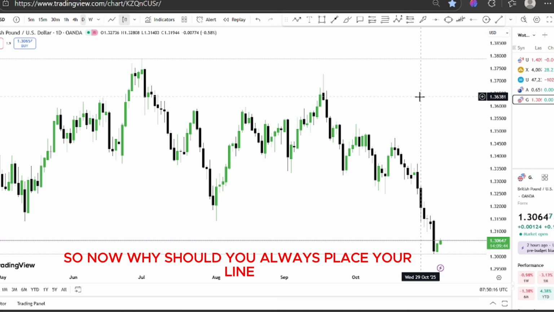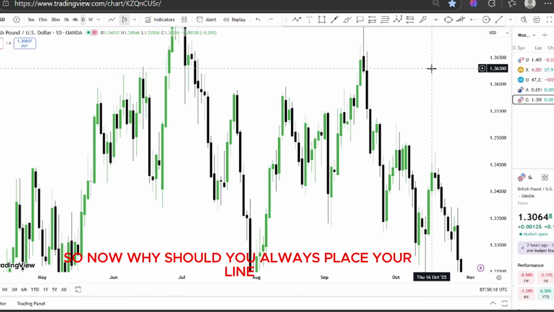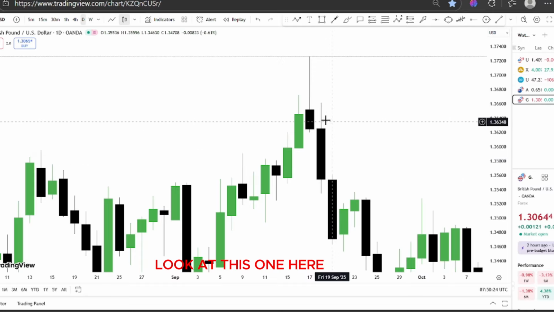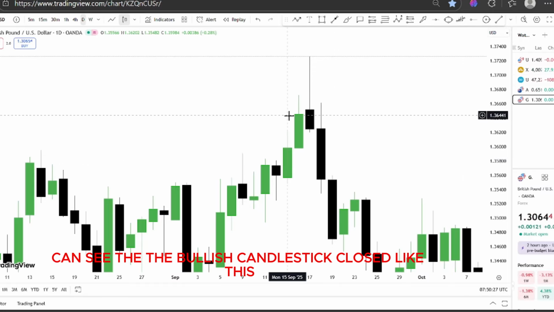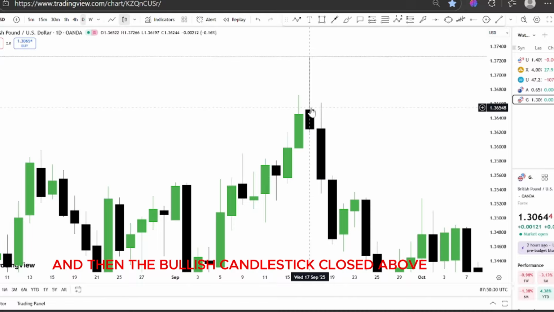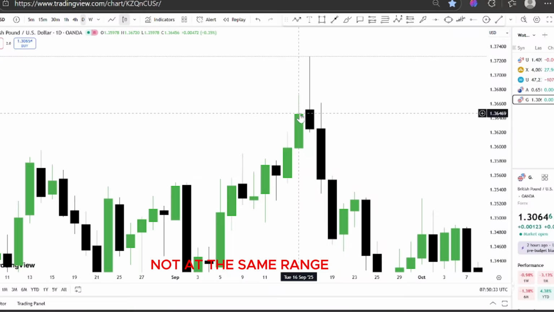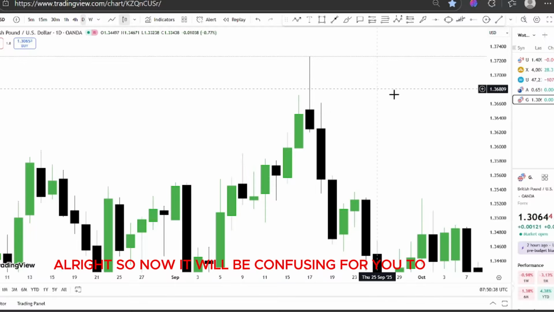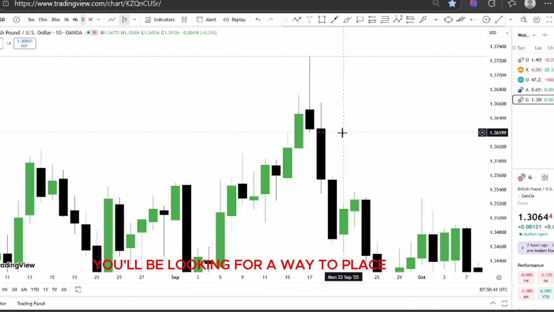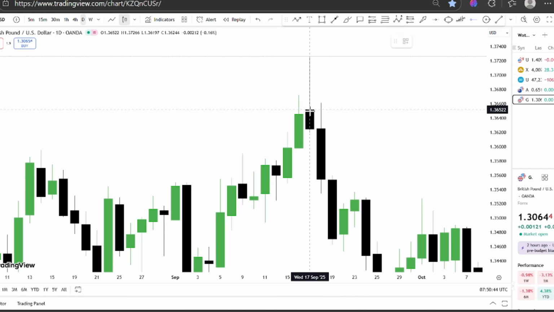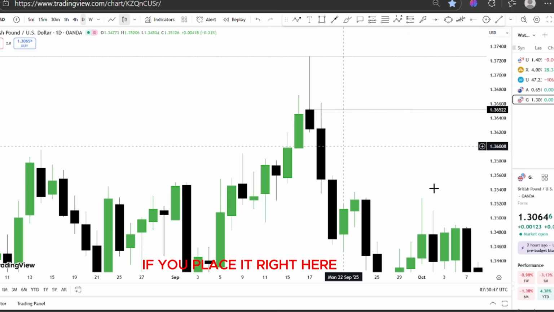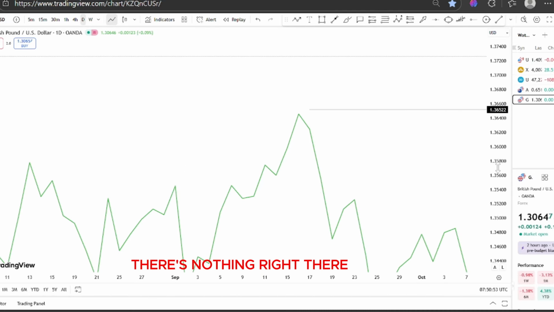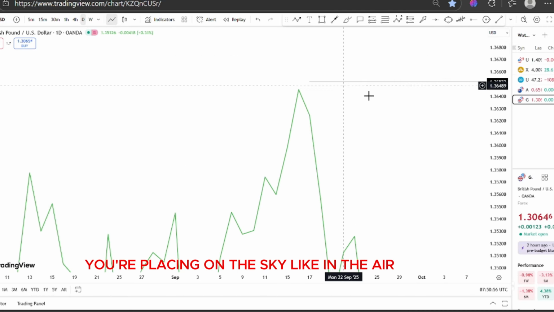Okay, so now, why should you always place your line on the closing price, not the opening price? Look at this one here. You can see the bullish candlestick closed like this, and then the bearish candlestick closed above, not in the same range with the bullish candlestick. So now it will be confusing for you, you'll be looking for a way to place it. Some people place it right here. Some people place it right here. If you place it right here, this is not the zone, because if I switch to line charts, poof, you don't have anything there. There's nothing right there. You're placing it on the sky, like in the air.